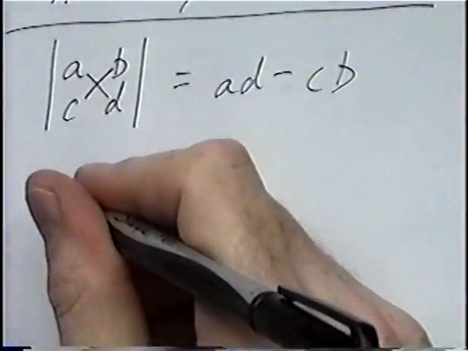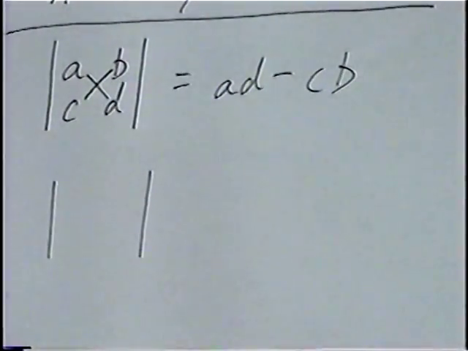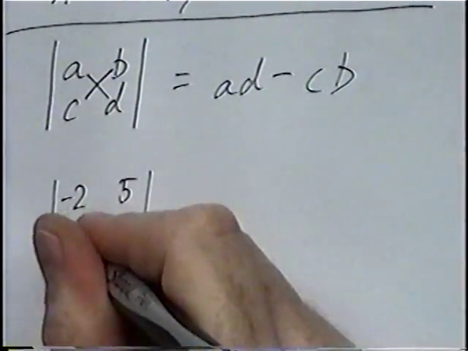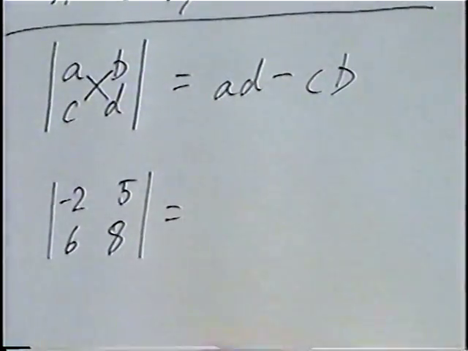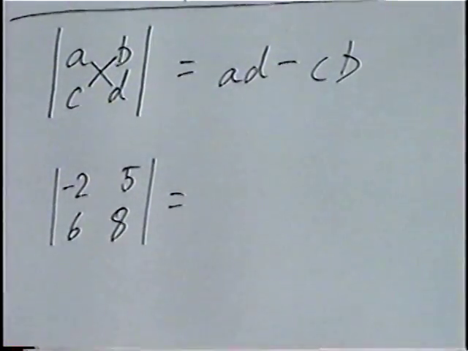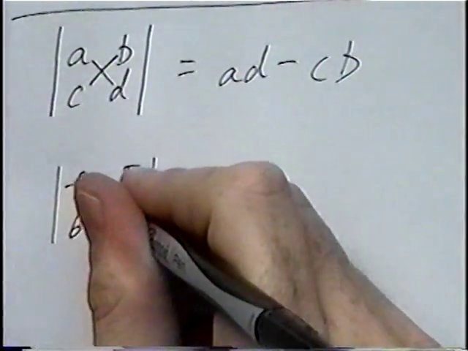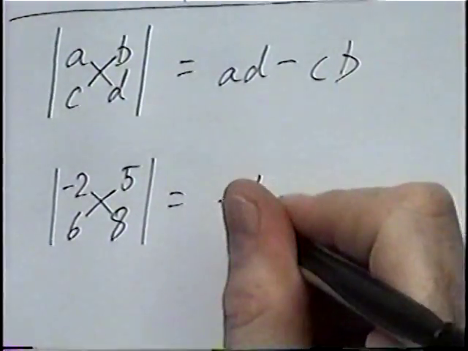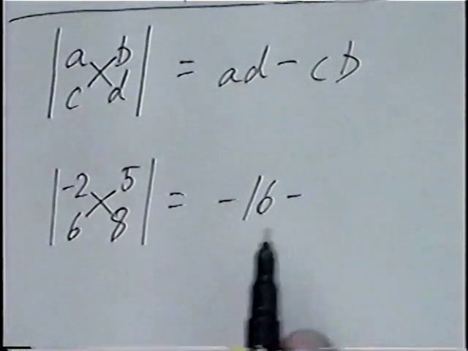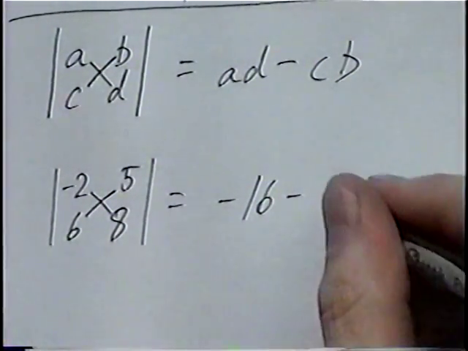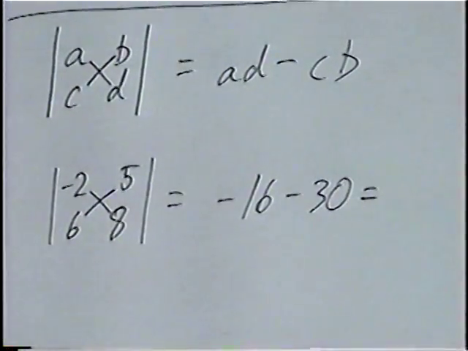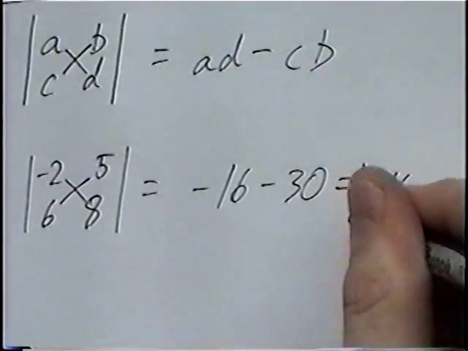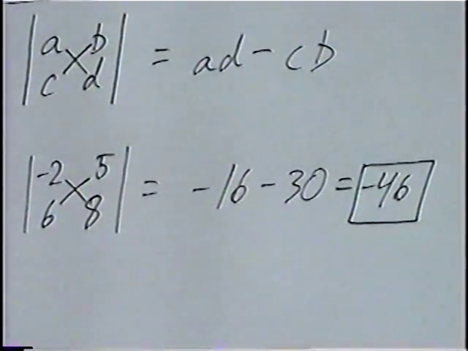First problem we'll solve will be the 2 by 2 matrix. The numbers are -2, 5, 6, and 8. Again, to find the determinant of this matrix, you can draw the x inside the matrix, and we'll have -2 times 8, which would be -16. And we'll subtract from that 6 times 5, which would be 30. -16 minus 30 will be -46, which would be the determinant of this matrix.